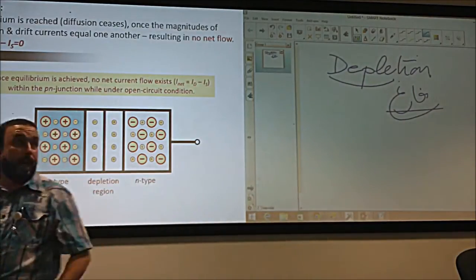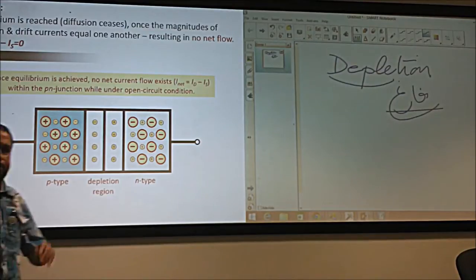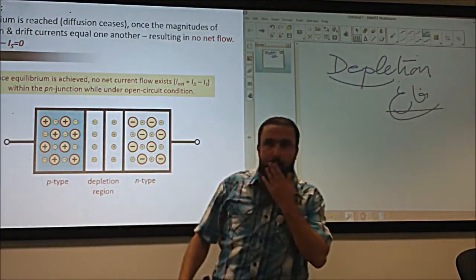And this depletion region, this electric field in here, is stopping the phenomenon of diffusion for good. No more diffusion. Technically speaking, it should continue, but this electric field is stopping that. It's stopping the holes from going from the p-type to the n-type, and it's also stopping the electrons from going from the n-type to the p-type. Clear? Any question?